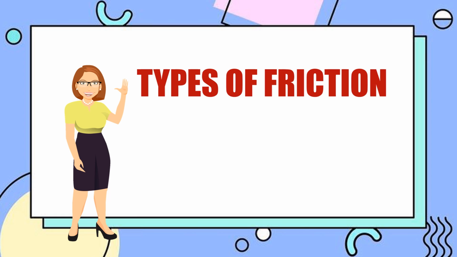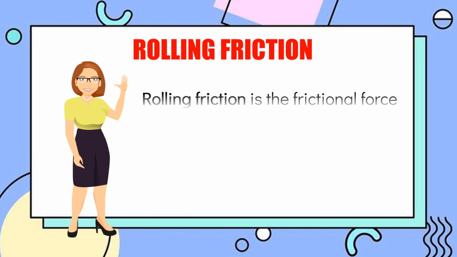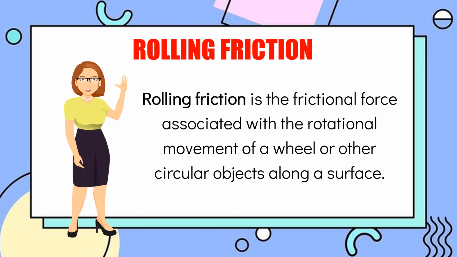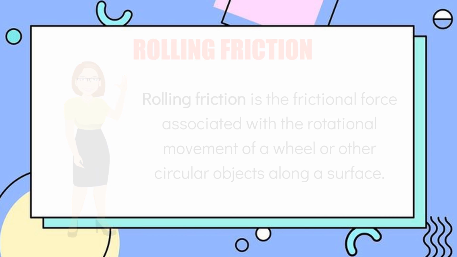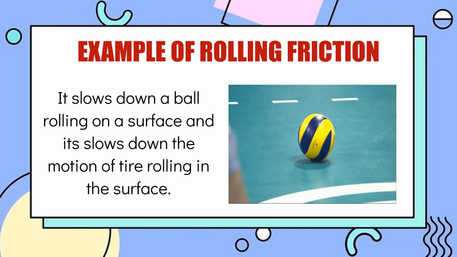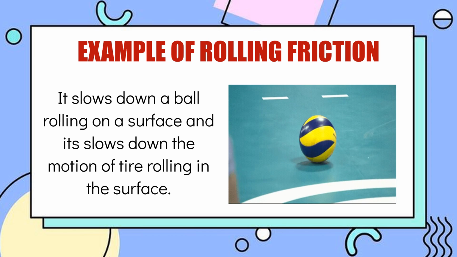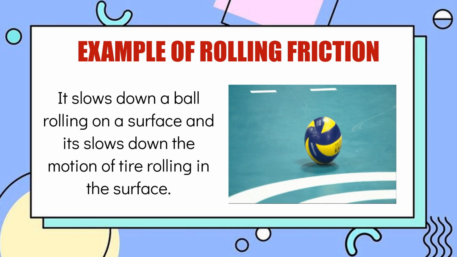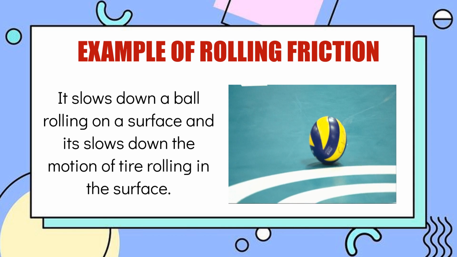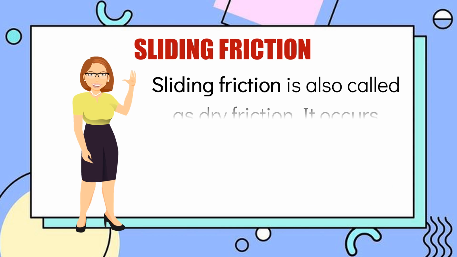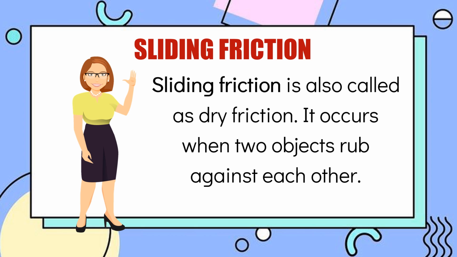Types of friction. Rolling friction. Rolling friction is the frictional force associated with the rotational movement of a wheel or other circular objects along a surface. Example of rolling friction. It slows down a ball rolling on a surface, and it slows down the motion of a tire rolling on the surface. Sliding friction. Sliding friction is also called dry friction. It occurs when two objects rub against each other.